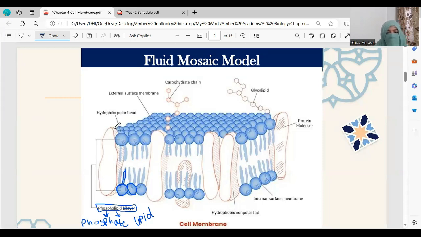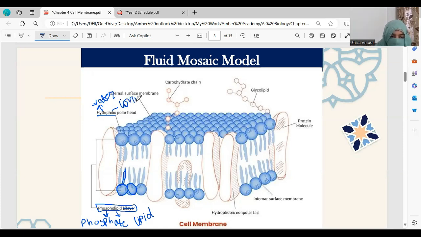Then we need to understand one more concept about this: your phosphate head is hydrophilic. The phosphate head of cell surface membrane is hydrophilic in nature. I'm breaking this word again into two. Hydro means water, and philic means loving. So what is meant by hydrophilic? That it is water loving.